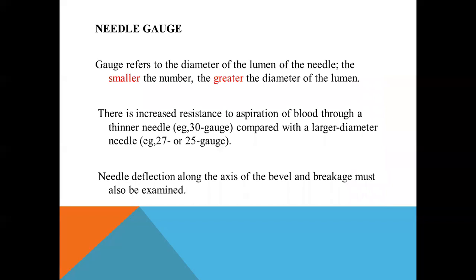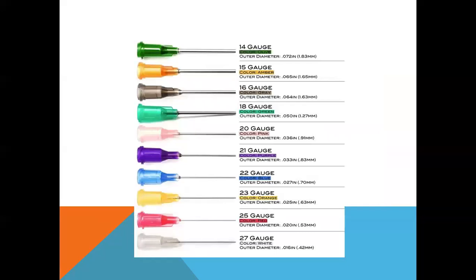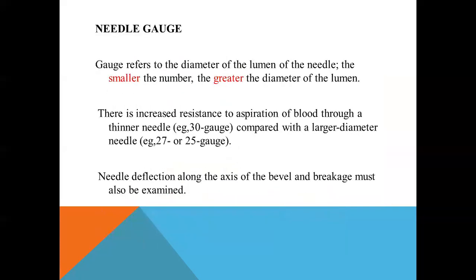Coming to this heading, which is called needle gauge. I have added this slide in order to show that there are various sizes of needle gauges. So sometimes you might get a picture-based question on the size of the needle gauge, which size, which color of the needle gauge indicates it. So in order to cover that, I have put this slide. Before going into it, gauge refers to the diameter of the lumen of the needle. Smaller the number, greater the diameter. I hope everyone knows this.